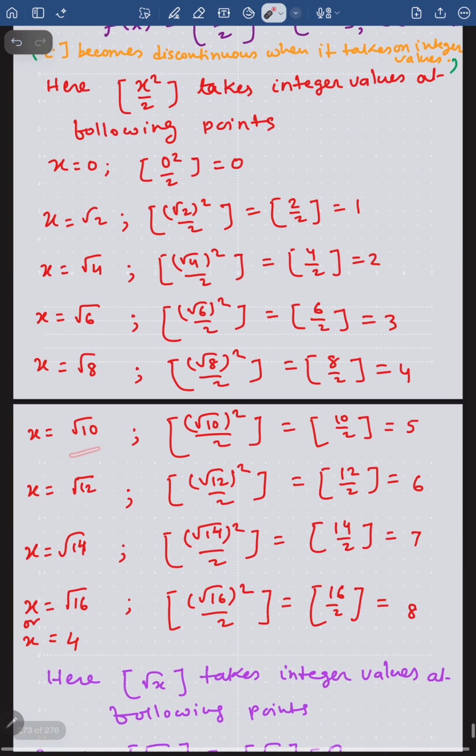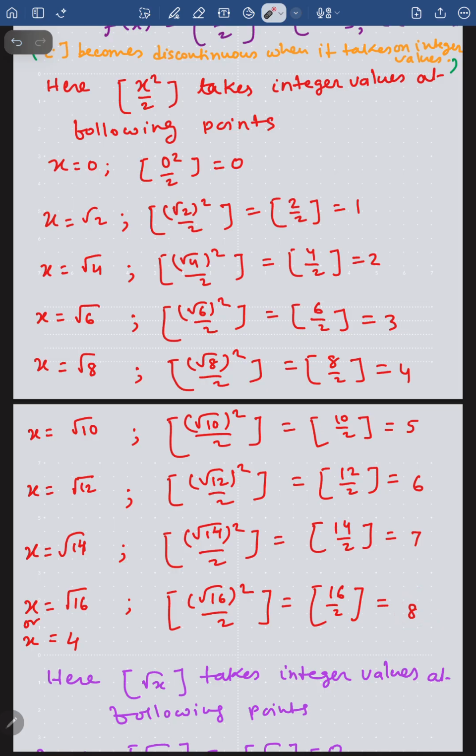Similarly root 10 will give you 5. Root 12 square upon 2 is 6. Root 14 square upon 2 is 7. Root 16, or x equal to 4 you can say, root 16 square upon 2, 16 upon 2 is 8. So you can see that 1 2 3 4 5 6 7 8 9 values are there, at which it may certainly be discontinuous from this to this. The endpoints we will check later on, whether continuous or discontinuous, by checking their limits.